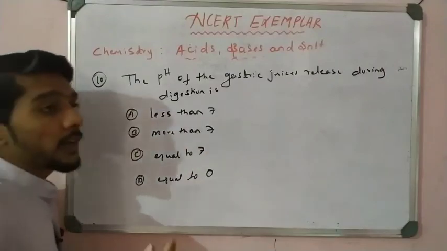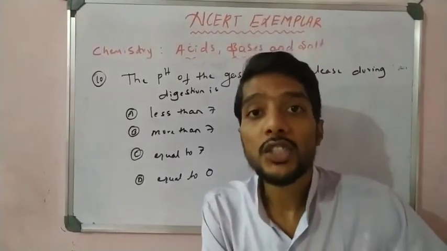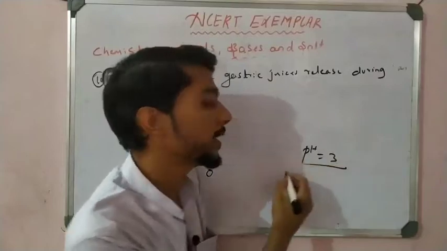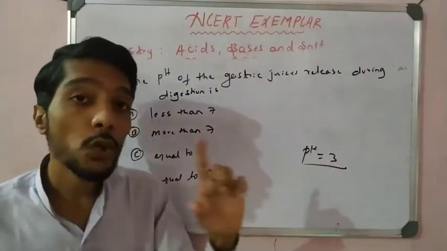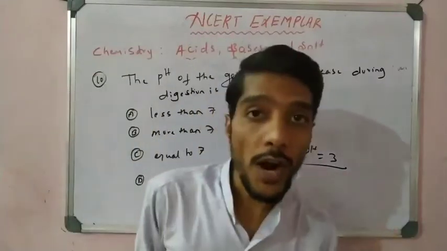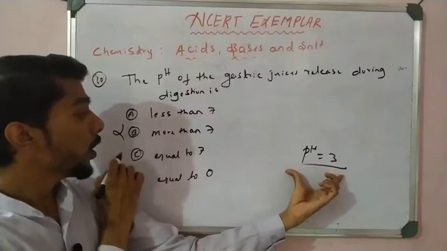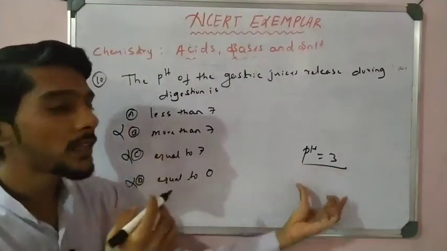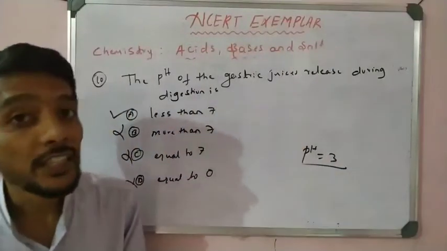So we know the pH value required for digestion of food, that is pH is how much? That is pH value equal to 3, right? The gastric juice pH must be 3 to digest the food we eat. So 3 is not greater than 7, not equal to 7, not equal to 0. 3 is lesser than 7. So the pH of the gastric juice is 3.